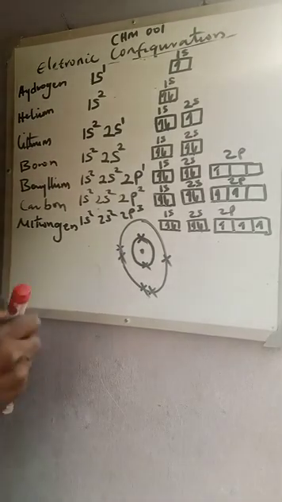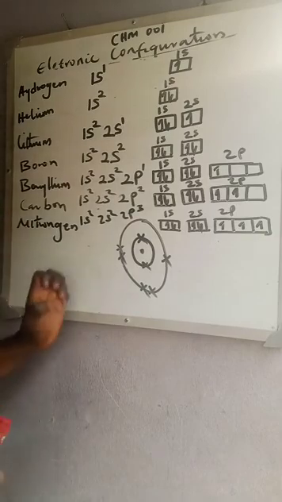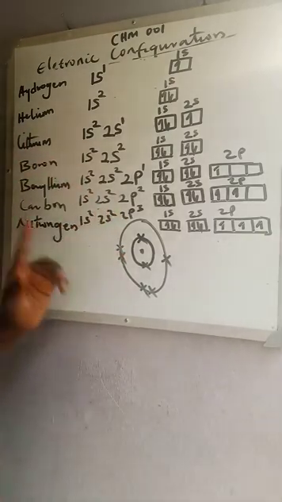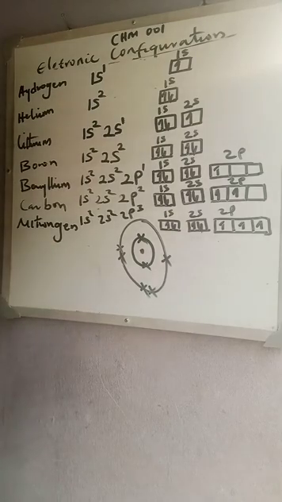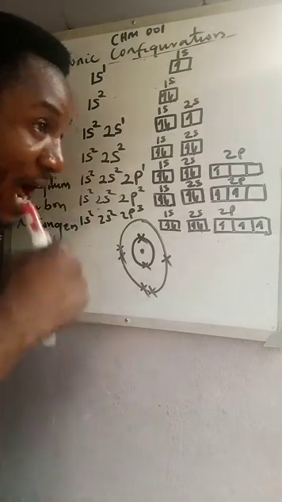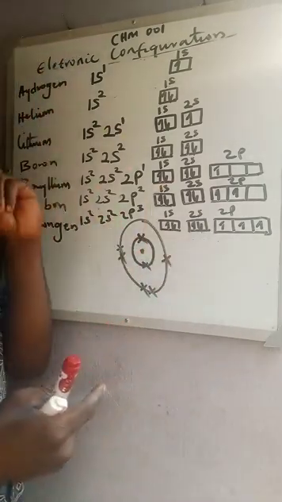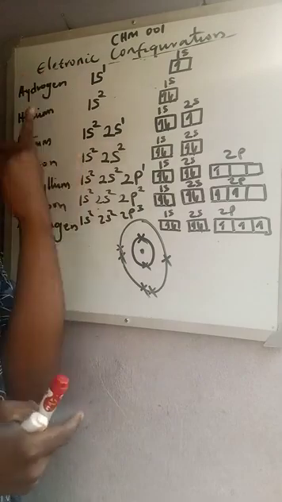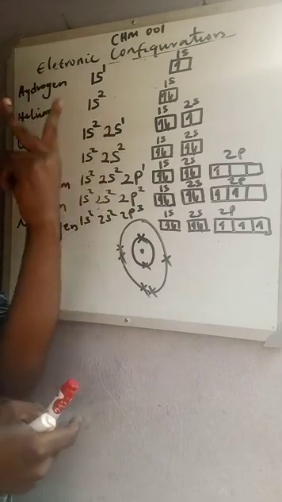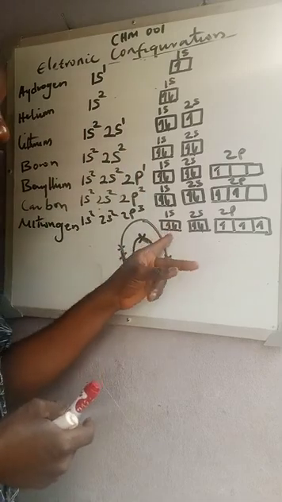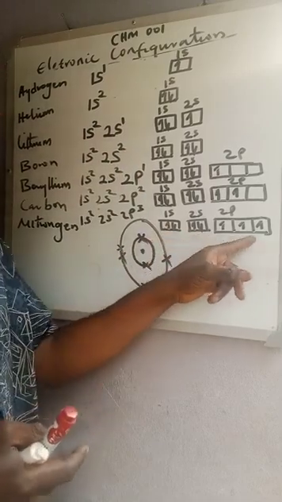Now, before I do oxygen, sometimes they will ask you how many unpaired electrons are there in nitrogen. This is a question in JAMB. Unpaired means electrons that are not in twos. This one is in 2, right? These ones are not in twos.